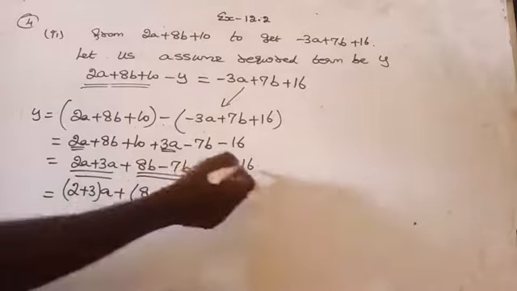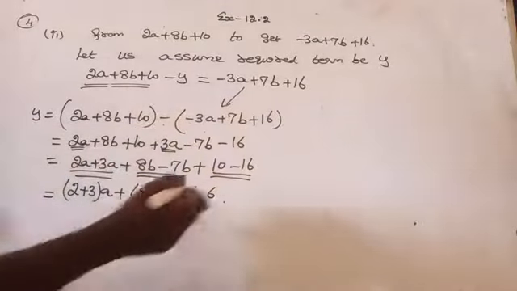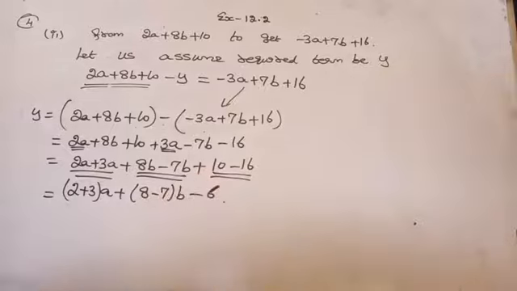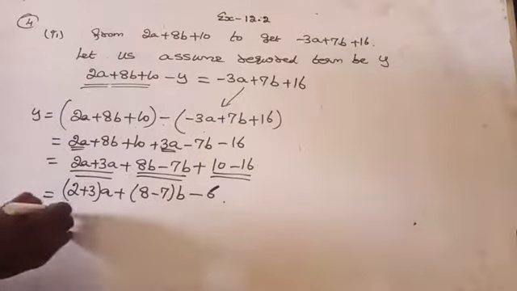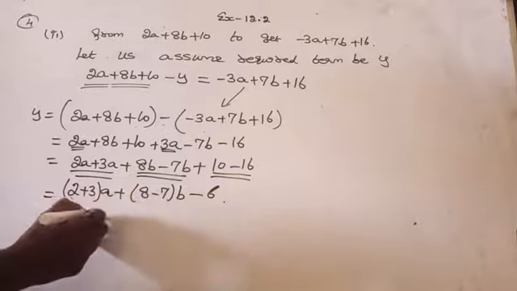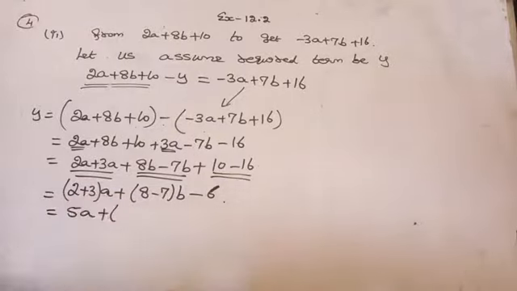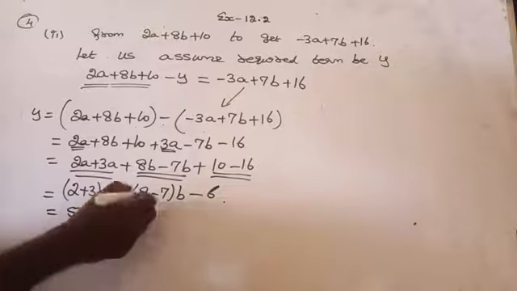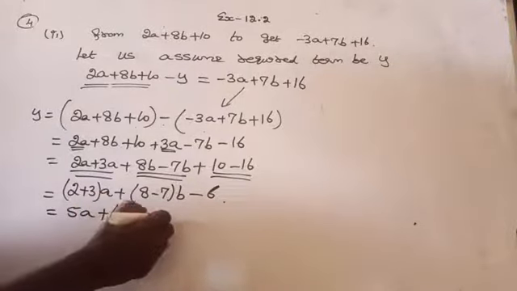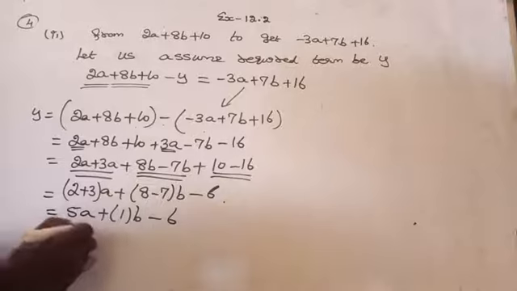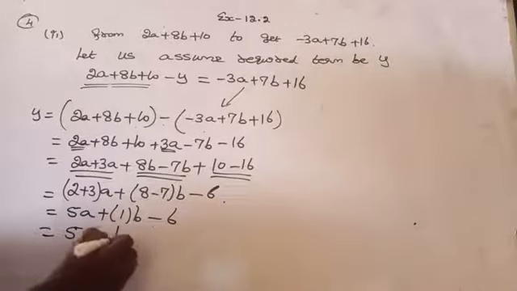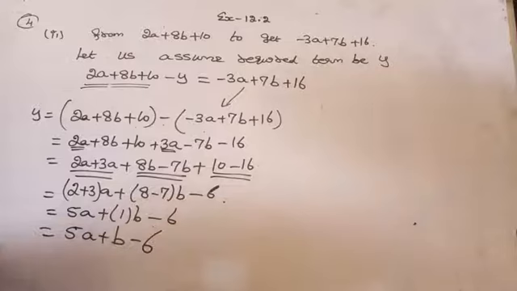Here it is a positive integer and it is a negative integer, so subtract the smaller number from the greater and give the greater number's sign. Am I getting here? Yes. Now 2 plus 3 is 5 into a, 5a, plus 8 minus 7. It's a positive, it's a negative, so subtract smaller from the greater and give the greater number's sign. So 8 minus 7 is 1, the greater number's sign is plus. So plus b minus 6. That is 5a plus 1 into b, which is b, minus 6. Are you getting there? Yes. In the next video, we will solve question number 5. Thank you.